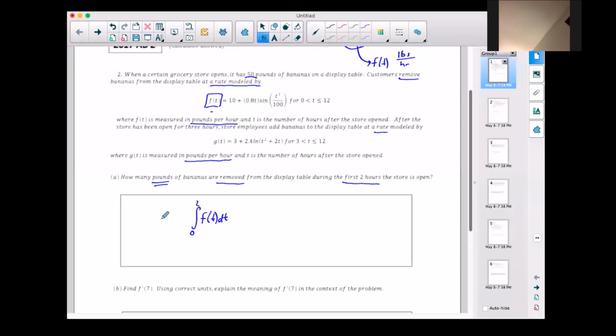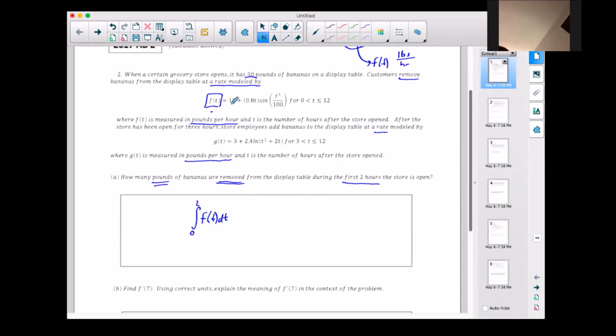Notice I'm not including the initial amount of 50. And I know that a lot of students on the test ended up putting 50 plus because they're so used to adding that condition. But if you read the question carefully, it's only asking about how many that we removed. So it doesn't matter if there were 50 there to begin with or not. The removal process only involves f, right? F is the function that's removing the bananas from the table. So we're going to get the integral of f of t from 0 to 2.